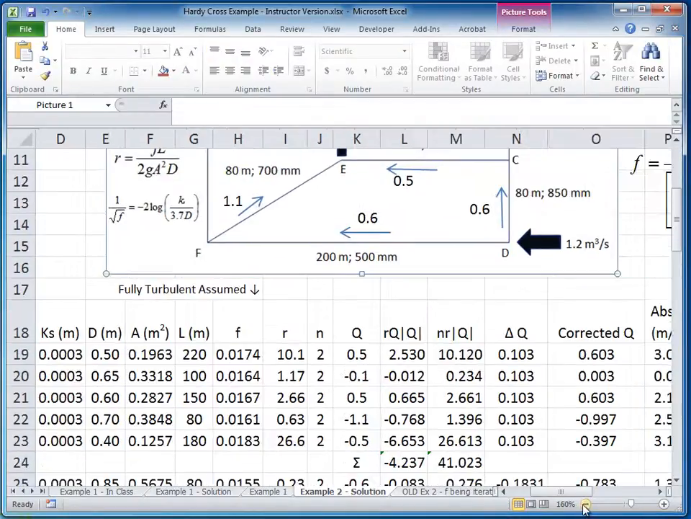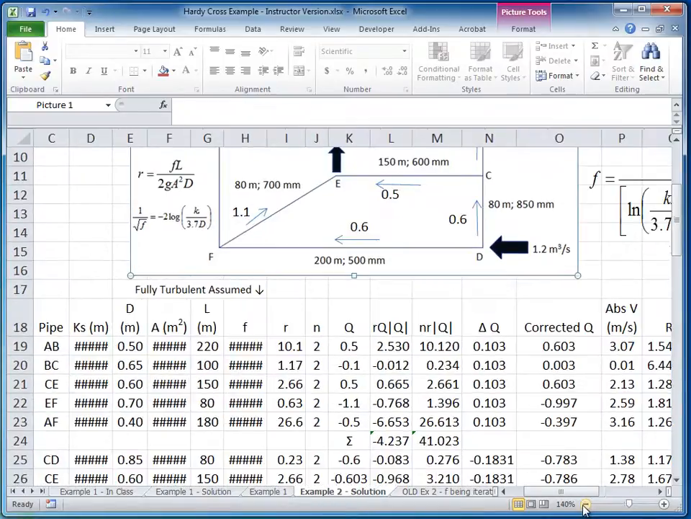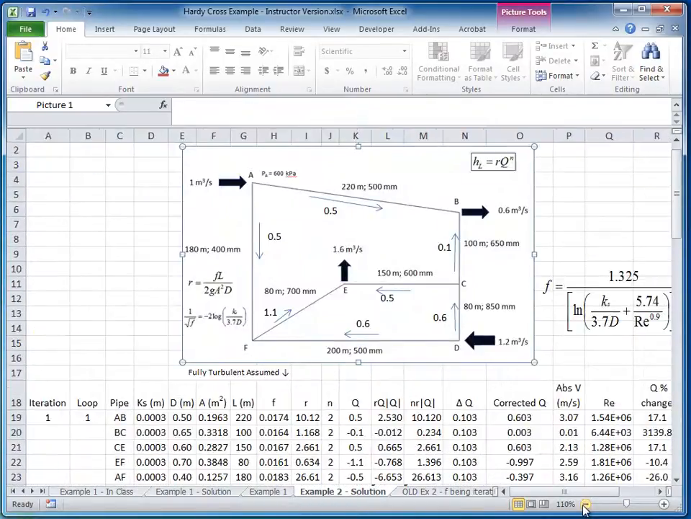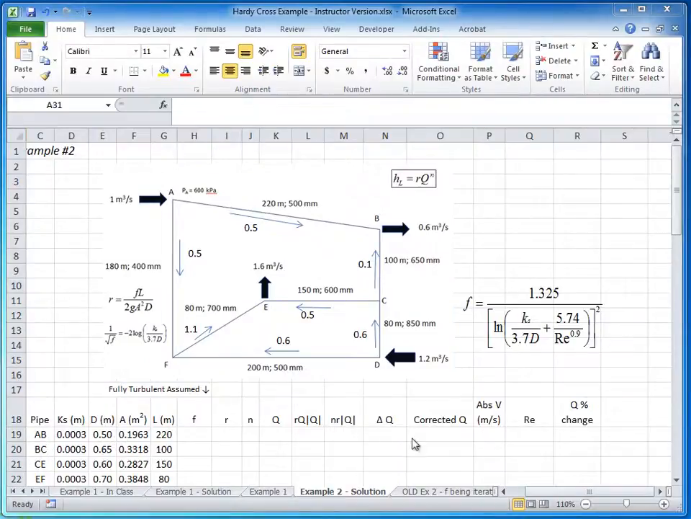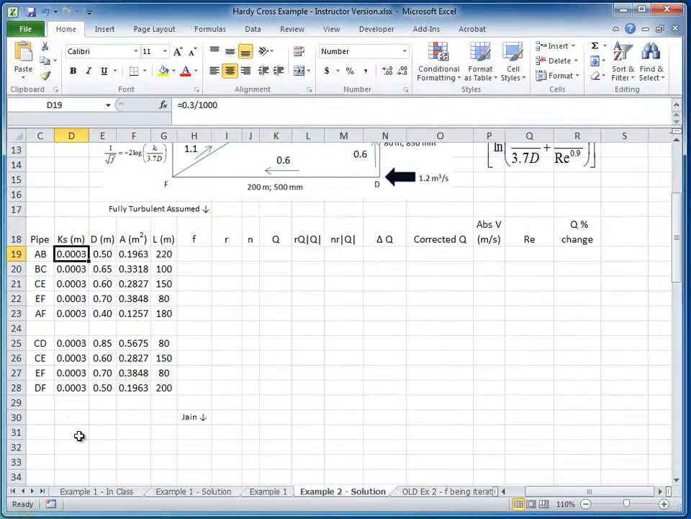Let me zoom out a bit now that we're not looking just strictly at that image. All right. Let me delete the things that are already there. Okay. So we've got the known pipe characteristics that are entered into the table here.